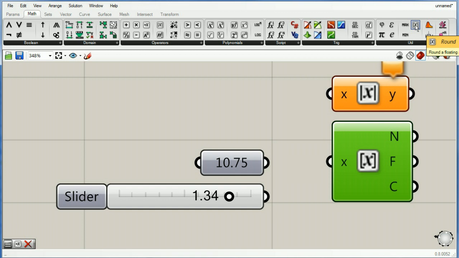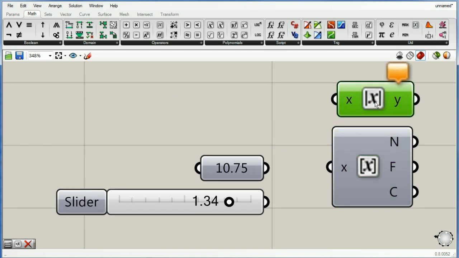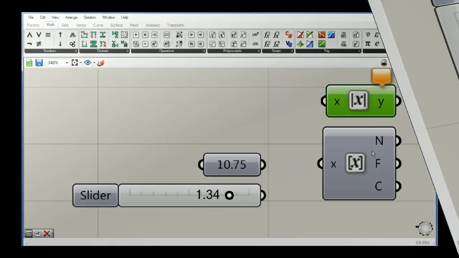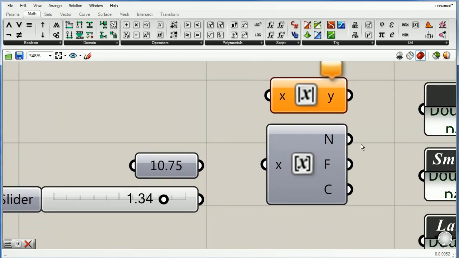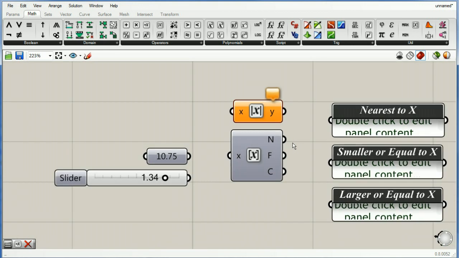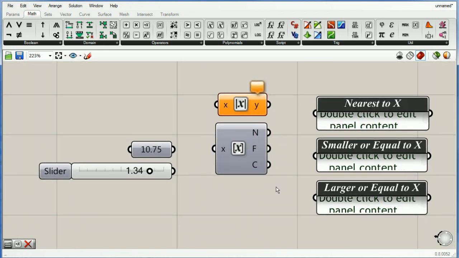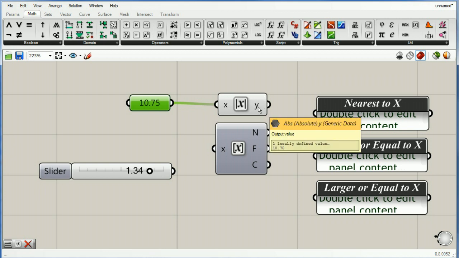And notice that this is a little bit different from the round component. They look the same, but look at the bitmap. It's different. All right? So don't confuse those two. So let's see what we can do with these two components. Let me connect the 10.75 into the absolute math component.